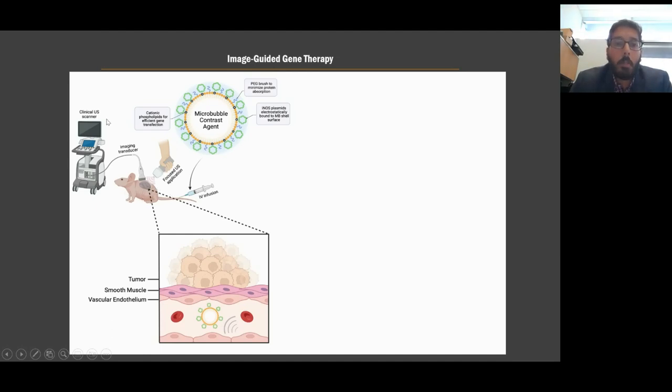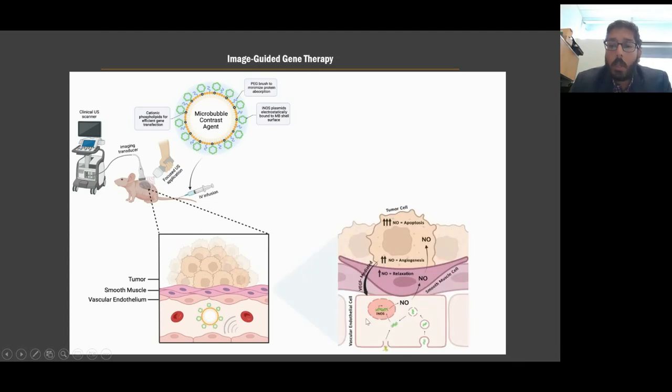Using an ultrasound imaging scanner, we can detect the contrast agent flow and apply focused ultrasound to destroy the contrast agents, permeate the vascular endothelial cells, and deposit the plasmid DNAs where they can translocate to the nucleus. They can generate iNOS enzymes in the cell, which will produce nitric oxide. That nitric oxide can then have functional effects, such as relaxation of smooth muscle. It can promote angiogenesis, or new blood vessel growth, or even apoptosis of tumor cells.